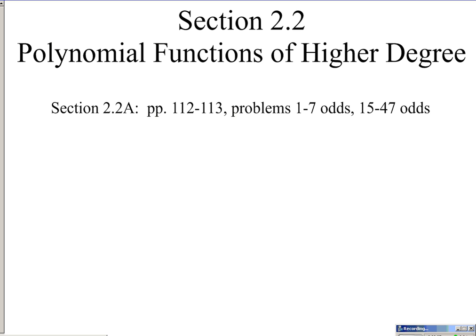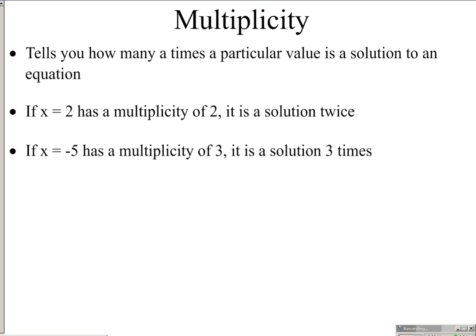Section 2.2, polynomial functions of higher degree. First definition here is a multiplicity. You will see this word used throughout this section. Multiplicity tells you how many times a particular value is a solution to an equation.